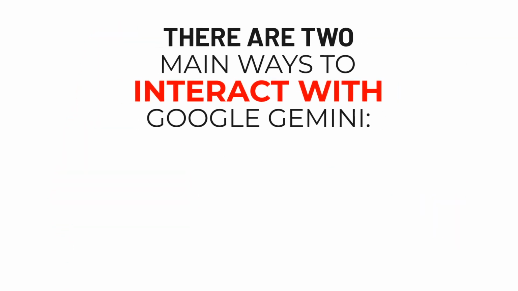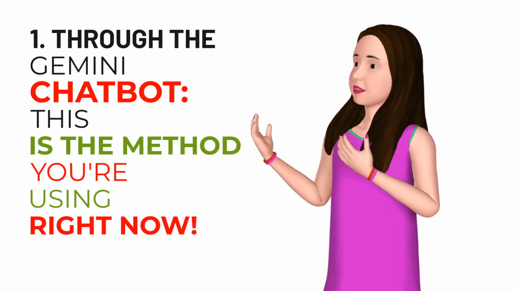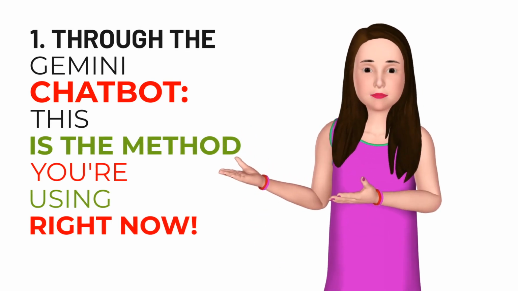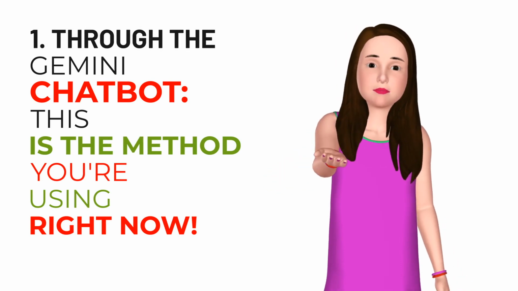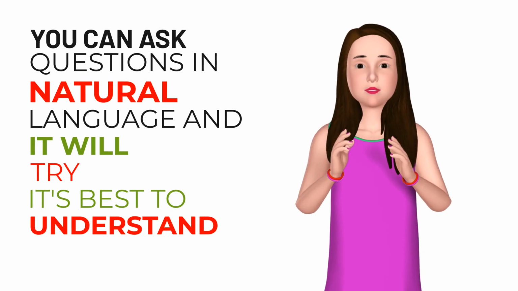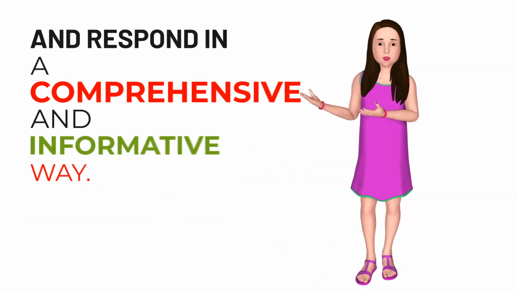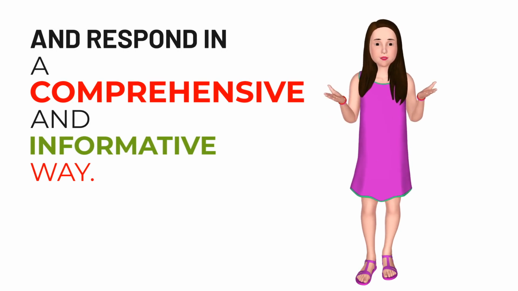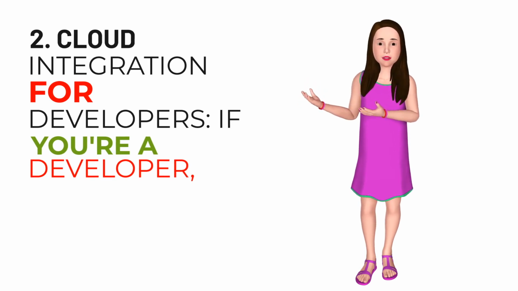There are two main ways to interact with Google Gemini. 1. Through the Gemini chatbot. This is the method you're using right now. You can ask questions in natural language and it will try its best to understand and respond in a comprehensive and informative way. 2. Cloud integration for developers.